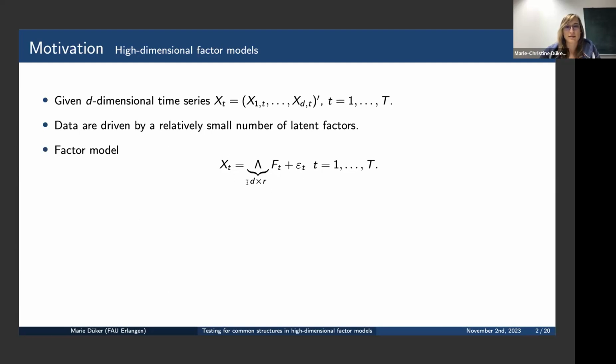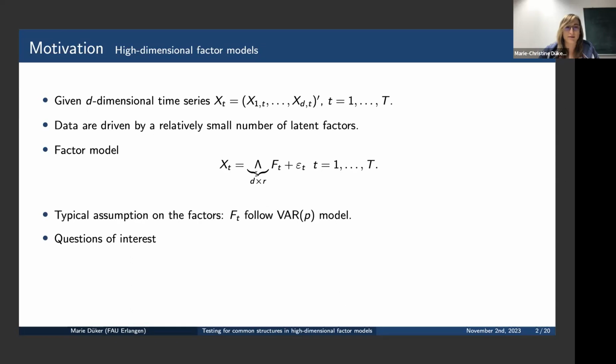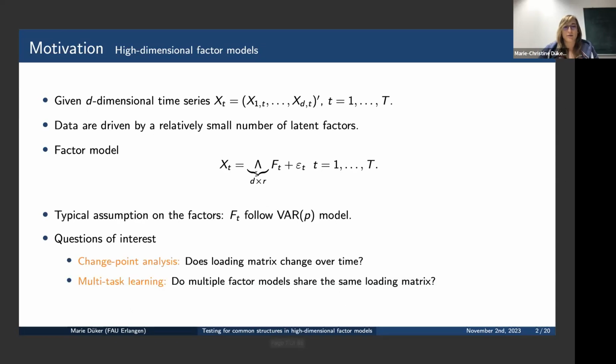So we have our X_t, and then we have our factors, which are r-dimensional. So r is assumed to be small. And we have our errors epsilon_t, and then the most important part, our loading matrix lambda, which pushes the lower dimensional factors to the higher dimensional space, R^d. So a typical assumption would be to just assume that the F_t follow a vector autoregression model of order p, maybe. And the question of interest we are going to ask is basically coming from two different directions.